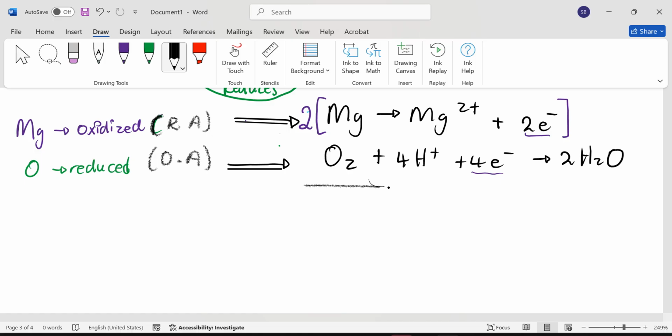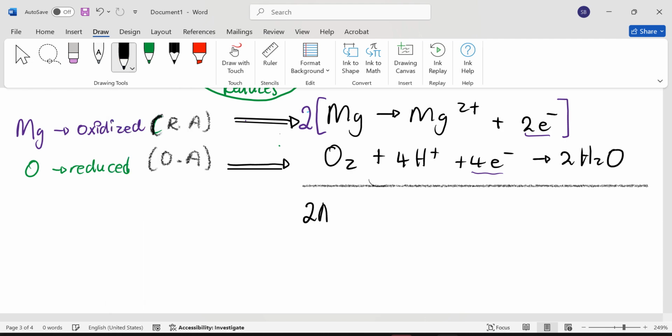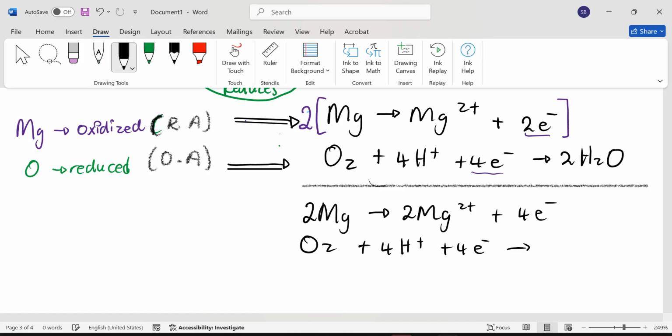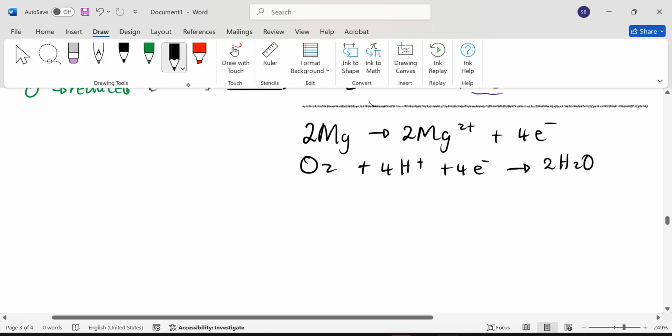So what I end up having is this. I'm going to end up having 2 magnesium to give me 2 Mg2 plus and 4 electrons. And that will then be O2 plus 4H plus 4 electrons to give me 2H2O. Right, we're getting something. Right, so are we done? No, not yet. Are the electrons balanced? Yes. Now what does step 3 say?